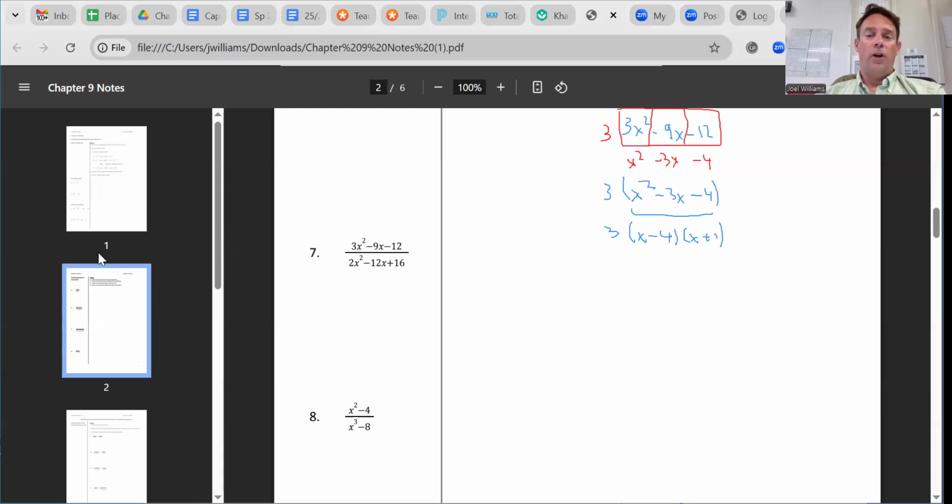Now, if we do the same thing with the other one, we have 2x squared minus 12x plus 16.